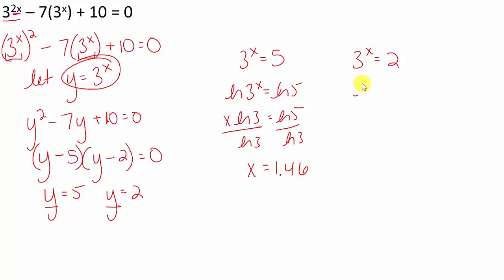Same thing over here. Natural log of both sides. Move the x to the front. Divide so that x is by itself.